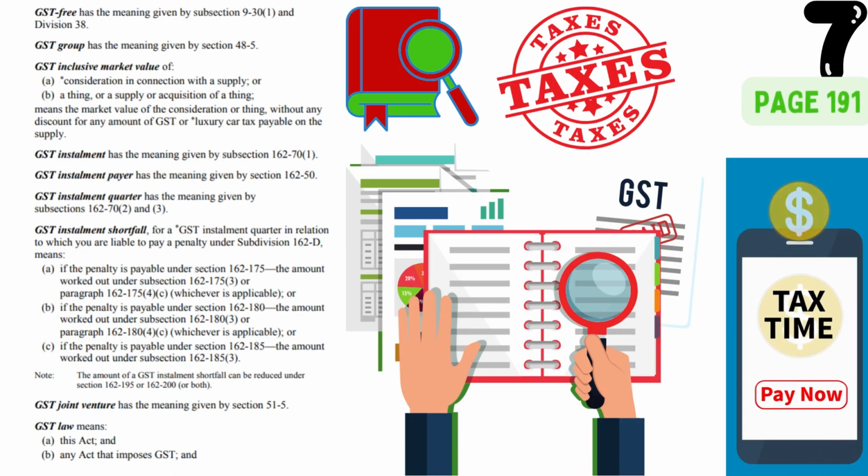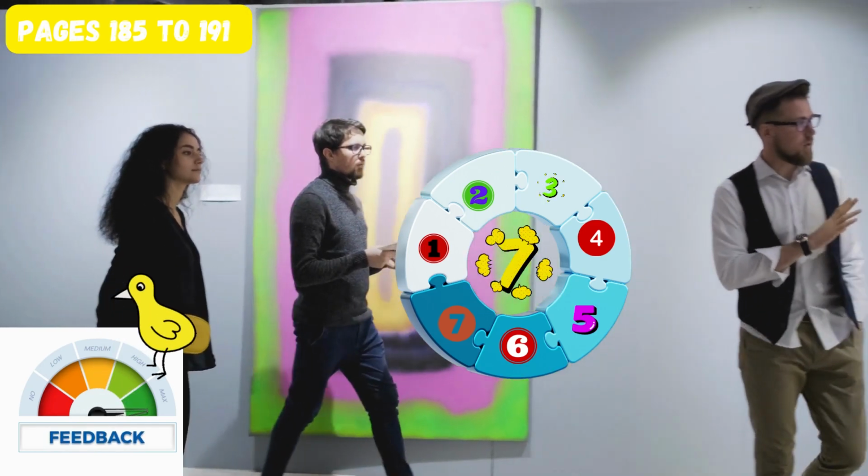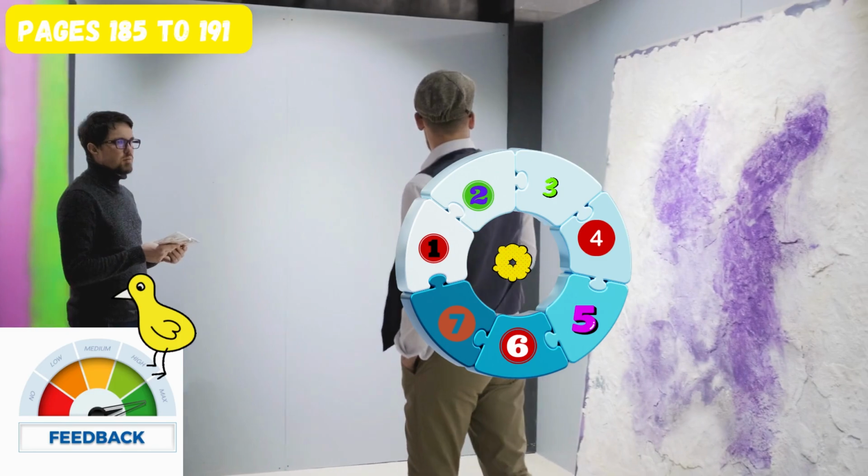Page number 191, word number 48. GST free. 49. GST group. 50. GST inclusive market value. 51. GST installment. 52. GST installment payer. 53. GST installment quarter. 54. GST installment shortfall. 55. GST joint venture. 56. GST law. These are from pages 185 to 191 of Volume 2 of GST Act.